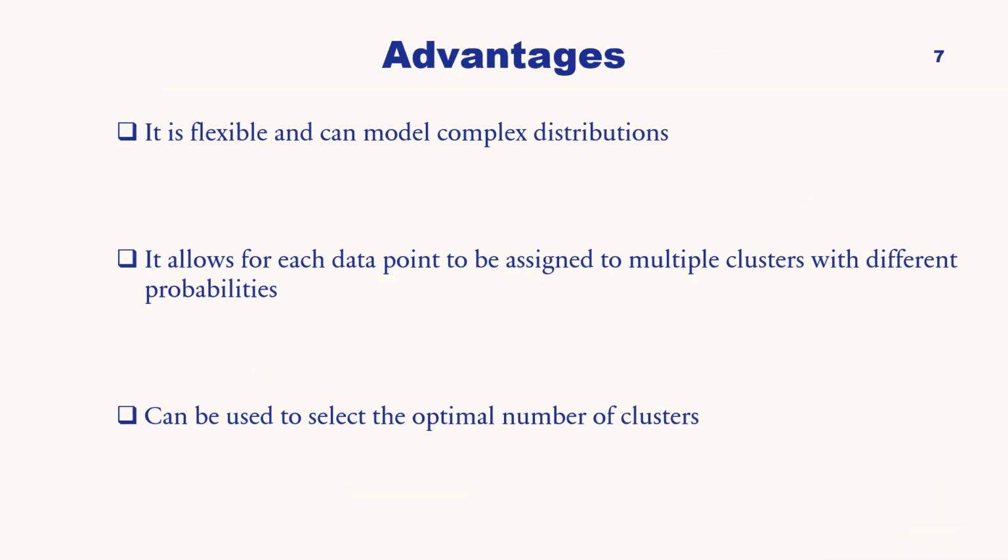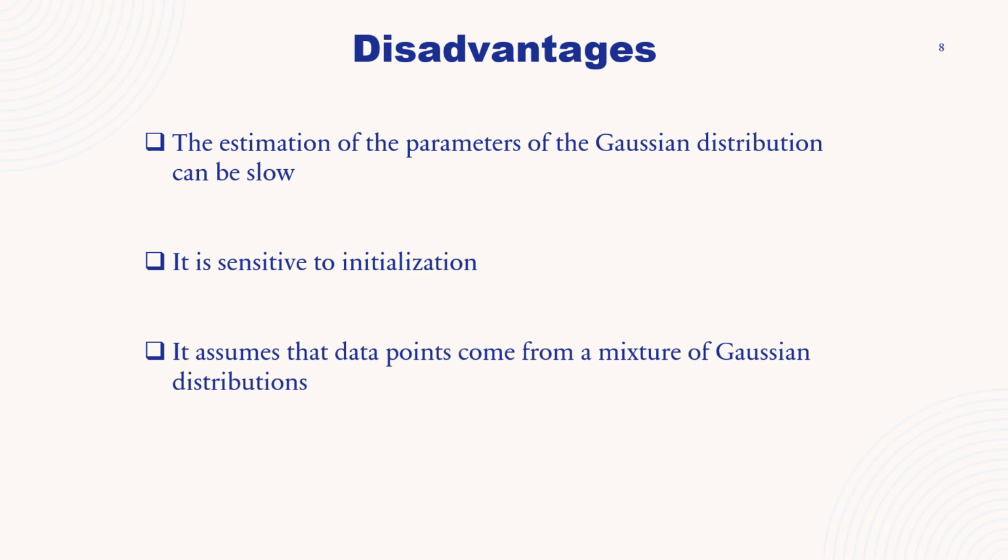Here are some advantages of the Gaussian mixture model. It is flexible and can model complex distributions. It allows for each data point to be assigned to multiple clusters with different probabilities. That is soft clustering. And it can be used to select the optimal number of clusters. On the downside, the estimation of the parameters of the Gaussian distribution can be slow. It is also sensitive to initialization, and it assumes that data points come from a mixture of Gaussian distributions.